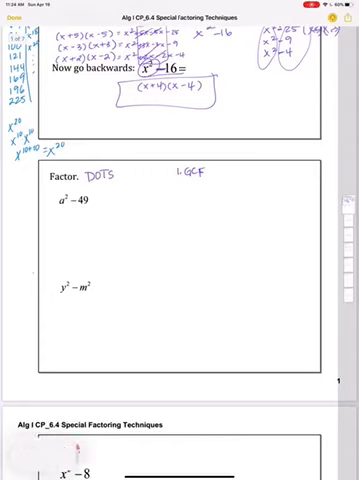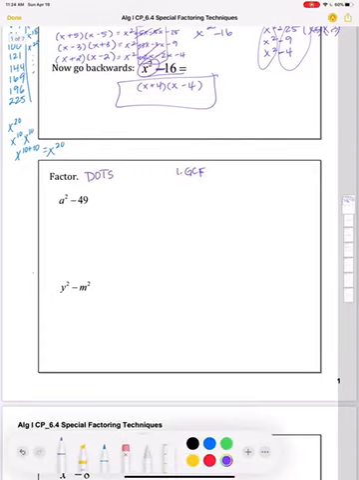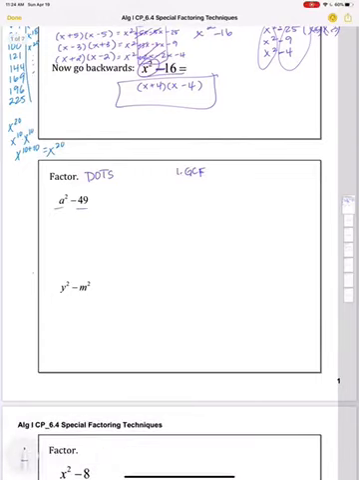Well, I see that it's the difference of two squares because a squared is a perfect square, 49 is a perfect square, and it's minus. So I'm going to write my two parentheses. I've got a, not x. A, one's plus, one's minus, 7 and 7. And that's it. So quick once you get the hang of it.